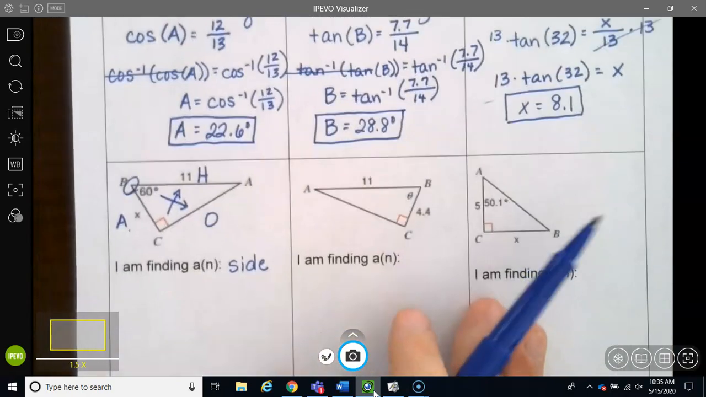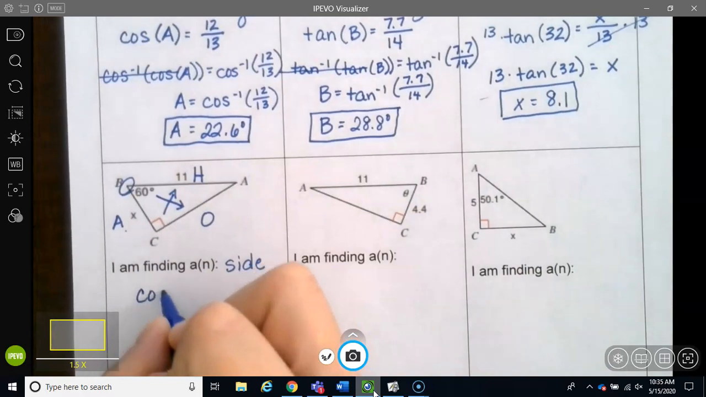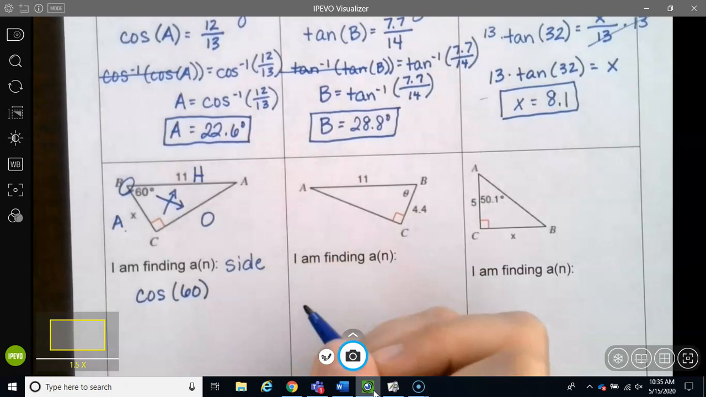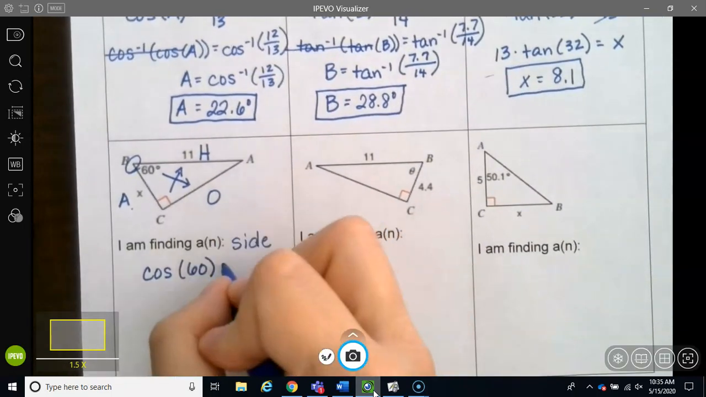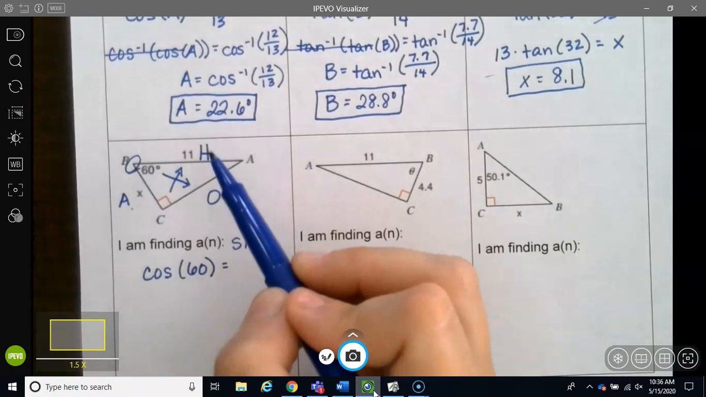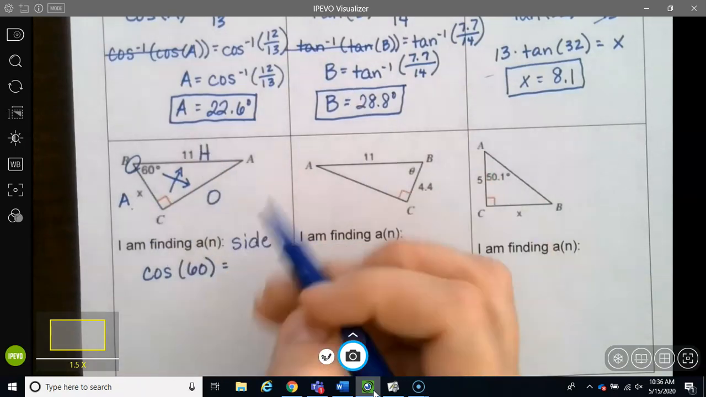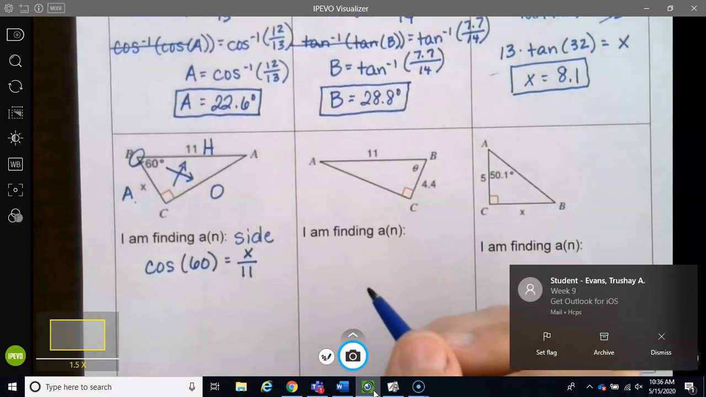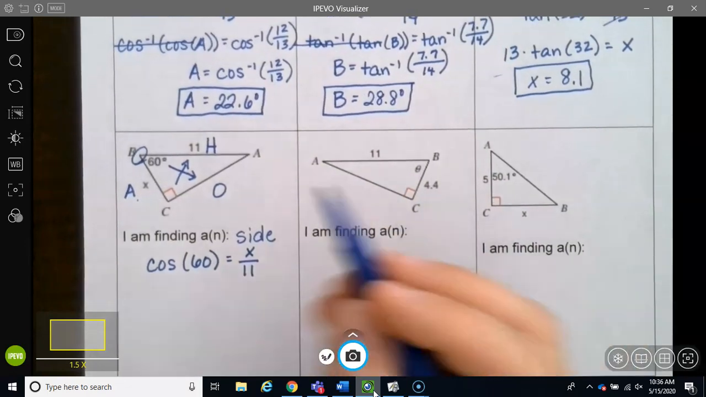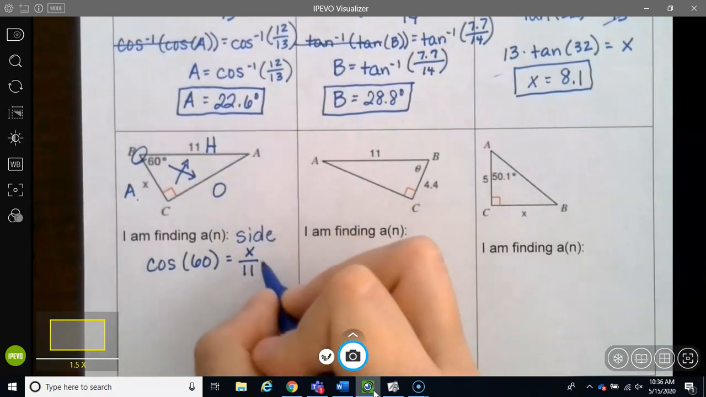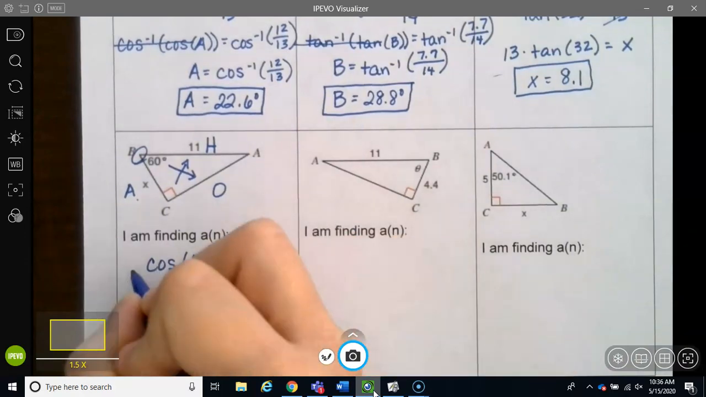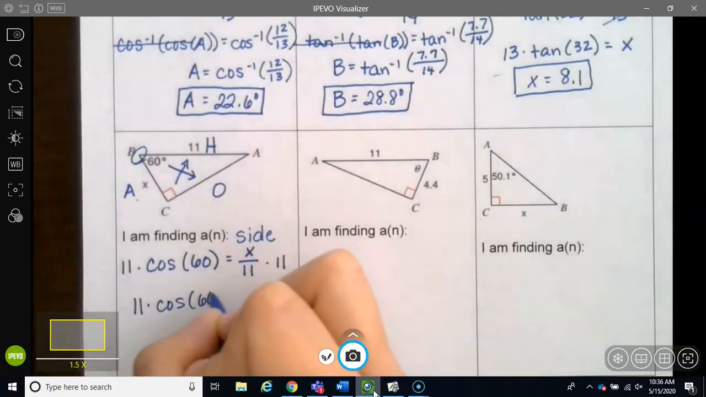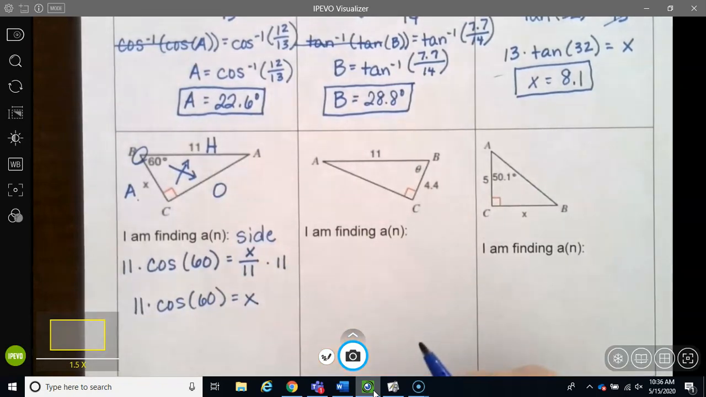So we use cosine. So cosine of angle B, which is 60 degrees, so you have to put the 60 in there, not just the B, is equal to the adjacent over hypotenuse, so x over 11. And then from there, you got to work towards getting that variable by itself. So to get x by itself, again, it's in the numerator, so we're going to multiply both sides by 11. So 11 times cosine of 60 equals x.